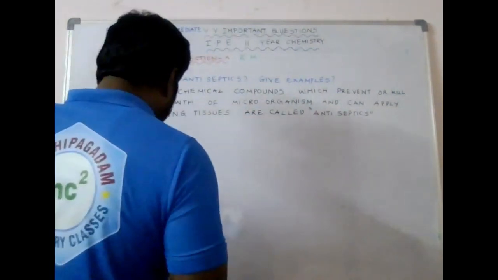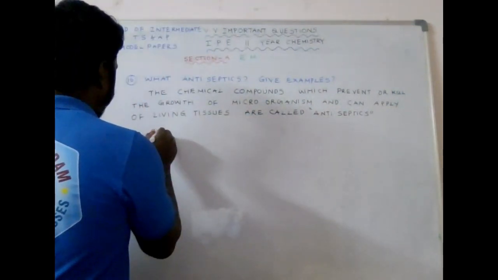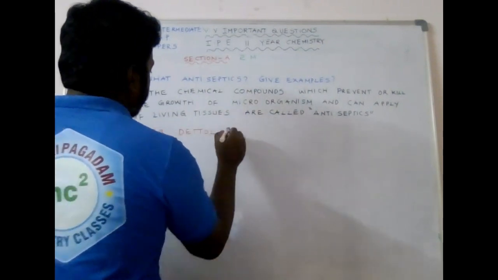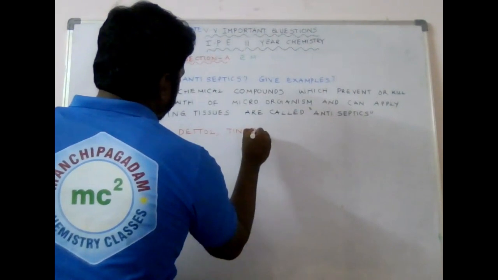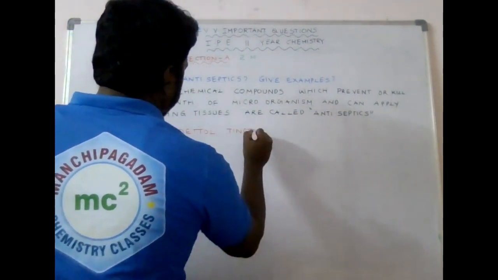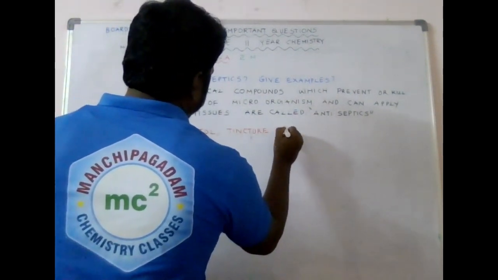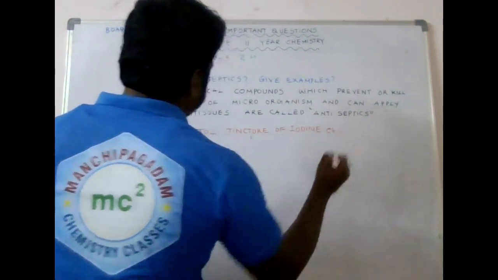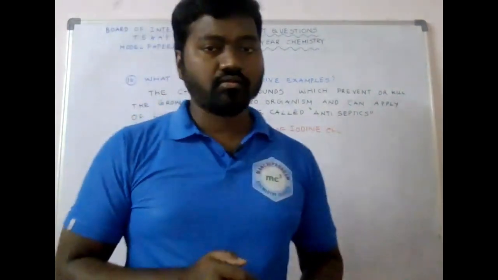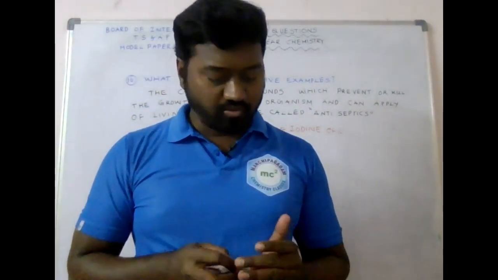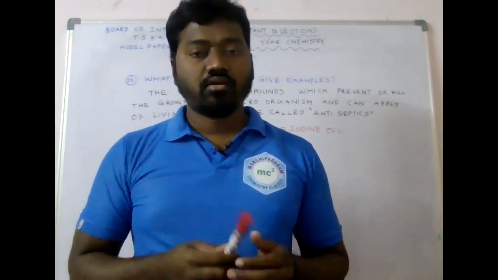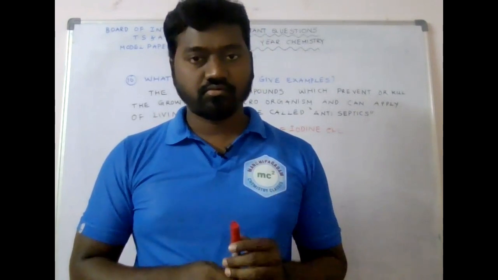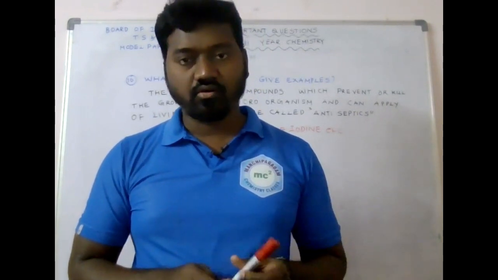Examples: just now I told you, Dettol, and you may write tincture of iodine, correct? Tincture of iodine. These are the examples for antiseptics, which kill or prevent the growth of microorganisms. Those are known as antiseptics, right? So that's about the very short answers which have come from the model paper of the intermediate board.